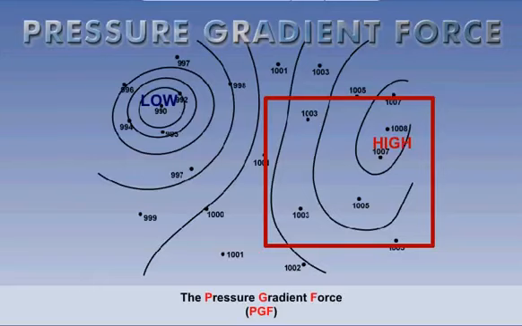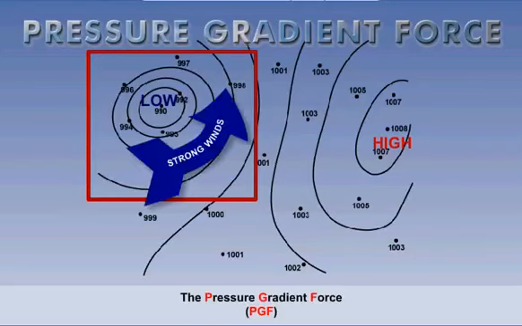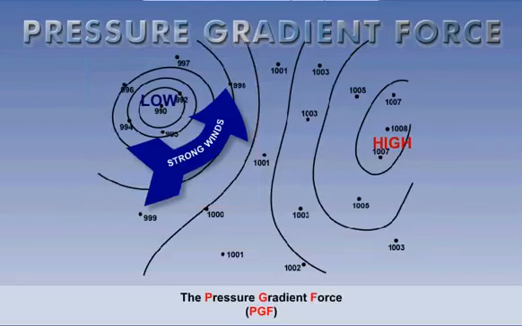But what is the significance of large or small pressure gradient forces? The pressure gradient force is what determines the strength of the wind. If the pressure gradient force is very large, then there will be a rapid movement of air and the resulting winds will be very strong. However, if the pressure gradient force is very weak, then the air will move slowly, resulting in light winds.